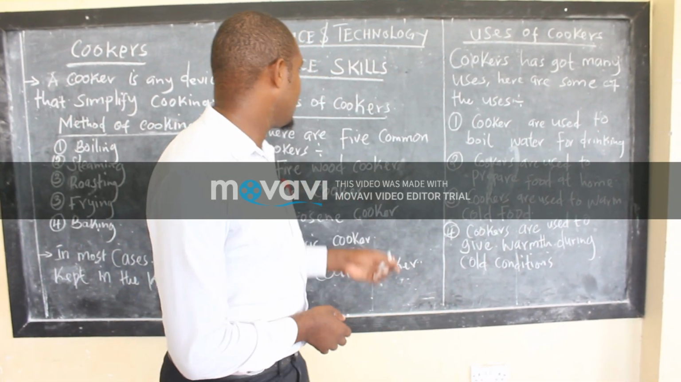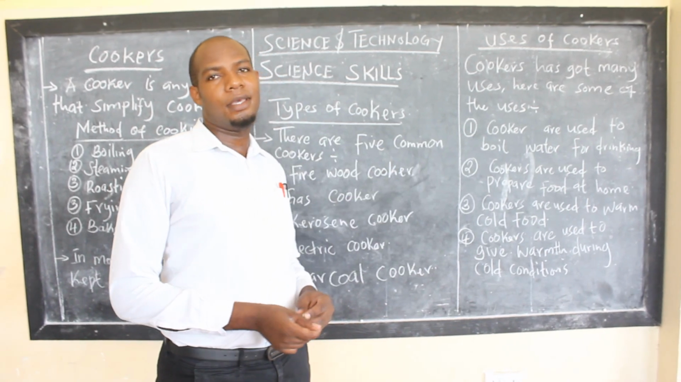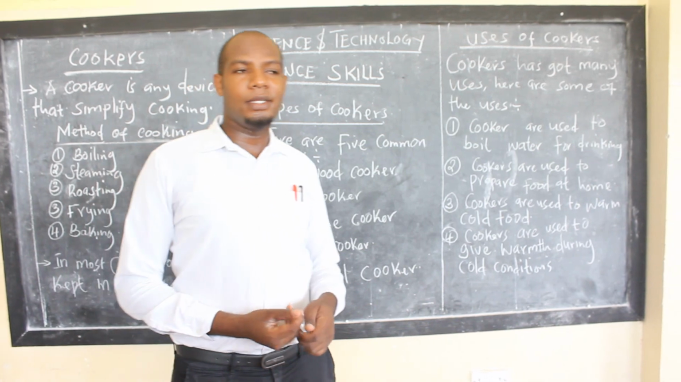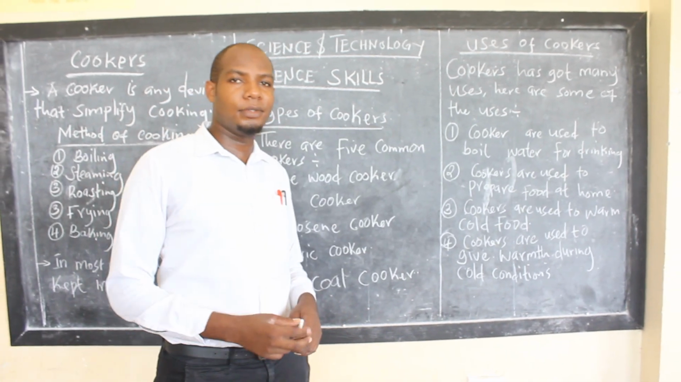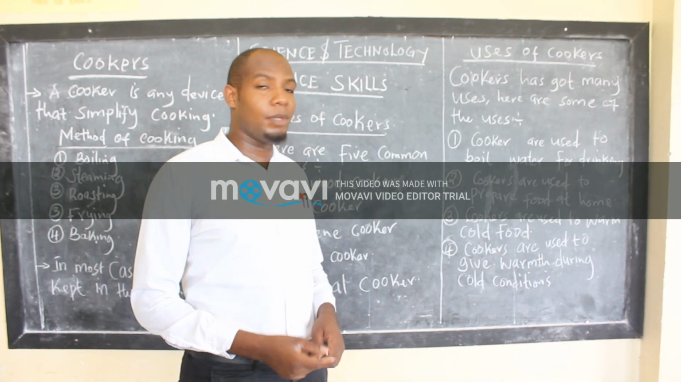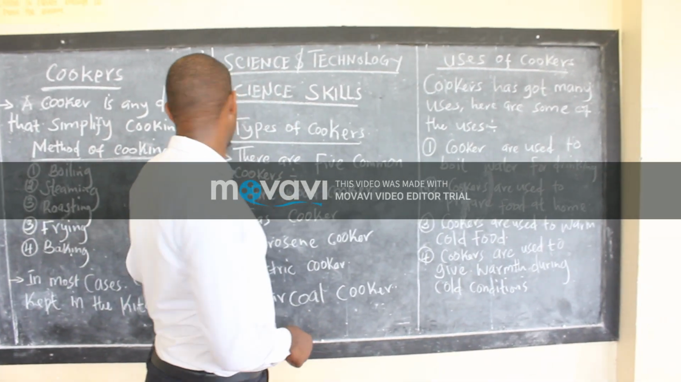I am here to take you through science and technology, and our topic for today is going to be science skill. In this topic, we are going to deal with only two things. Number one, there is cookers, and number two, there is a refrigerator. But for today, I have prepared for you cookers.